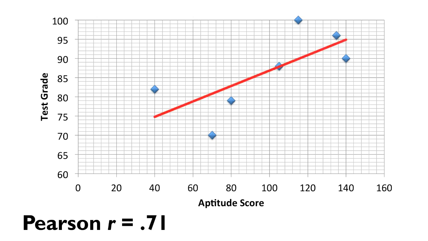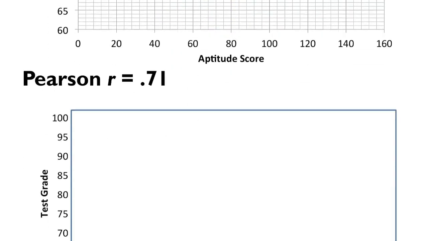If we were to draw a line to represent that, you can see how I have more blue dots scattered away from the red line. They're not quite as tightly lined up as they were in my other example. That's what you would expect to see on a scatter plot if the correlation was a little lower.